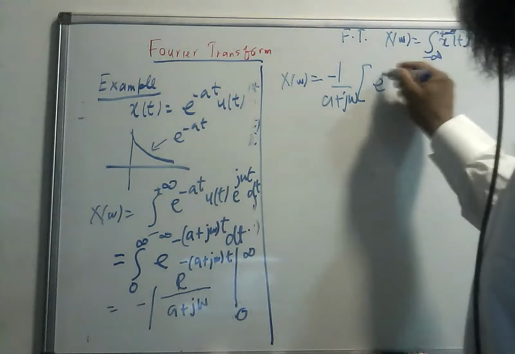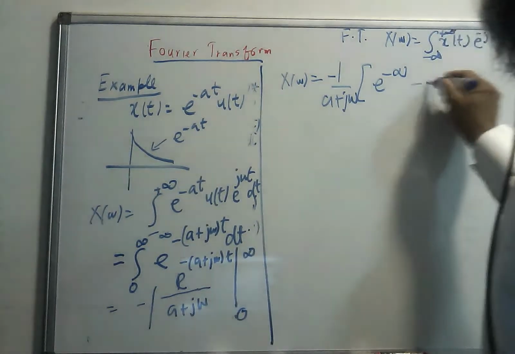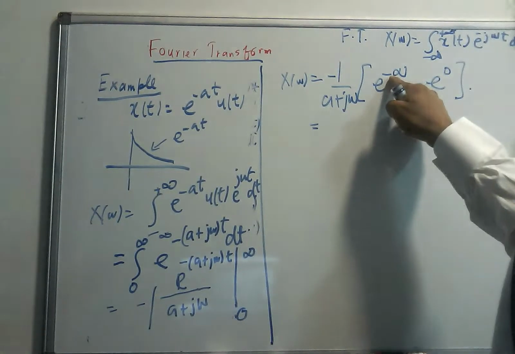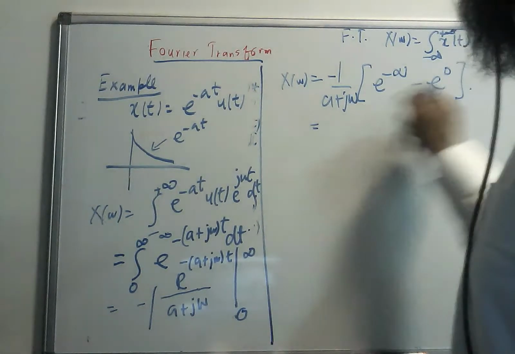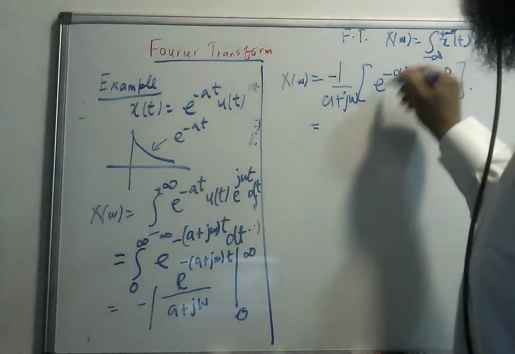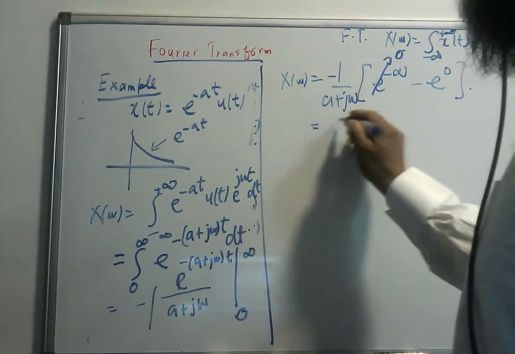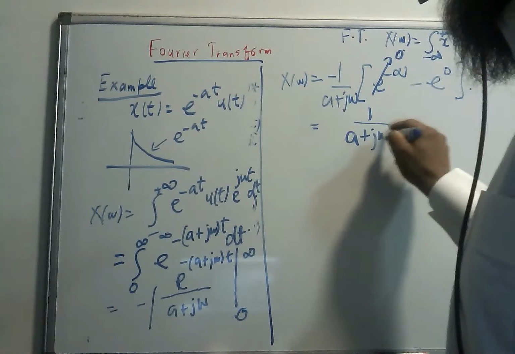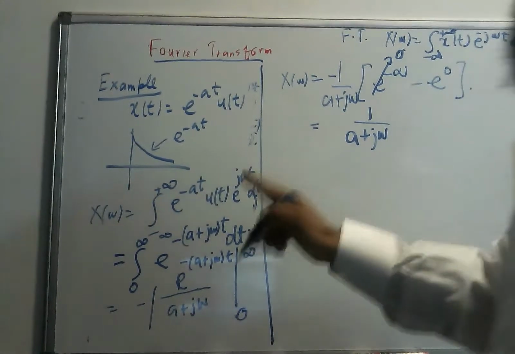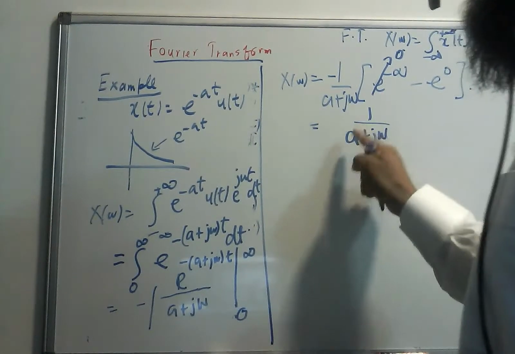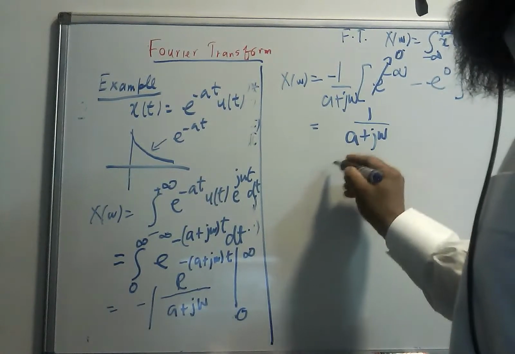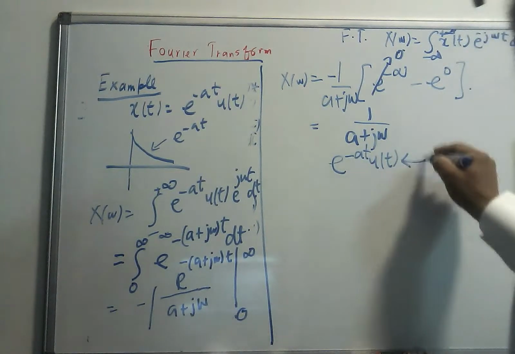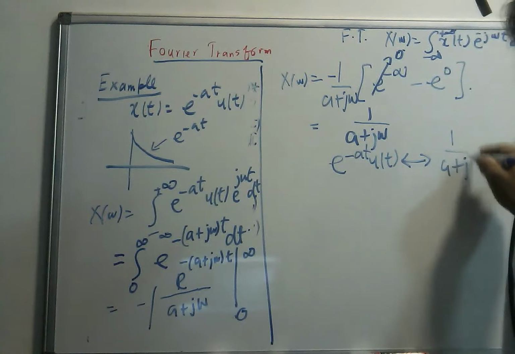and this is e raised to the power minus infinity minus e raised to the power 0. As we know, e raised to the minus infinity is, sorry, it is 0. So this goes to 0, and this is 1. So it will be 1 over a plus j omega. So this is the first Fourier transform we did, and we write it in this way: we have e raised to the power minus at u of t in time domain, and in frequency domain it is 1 over a plus j omega.